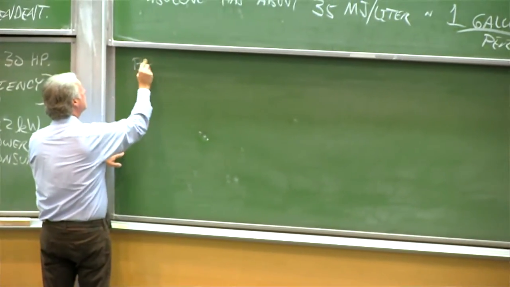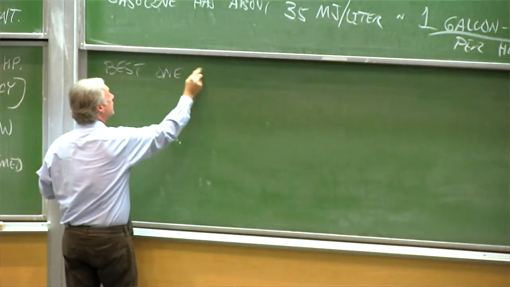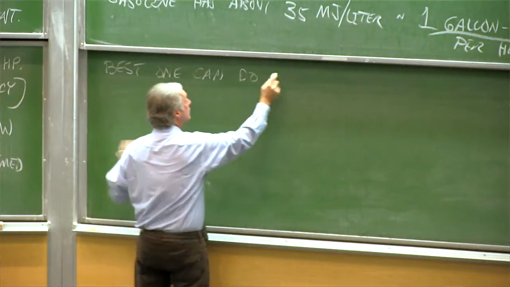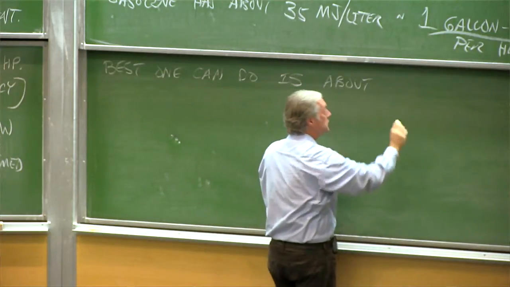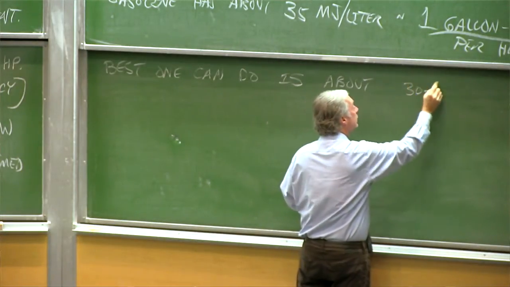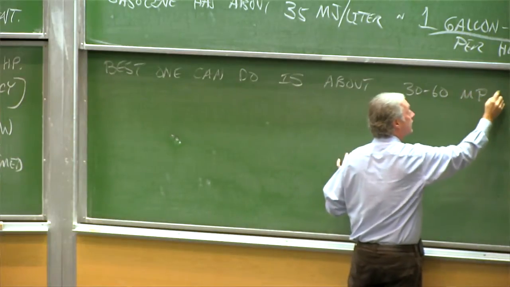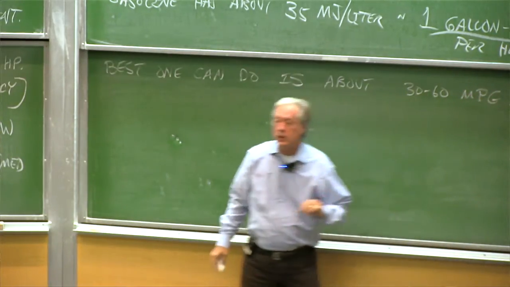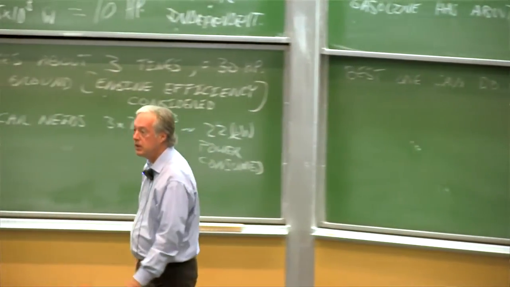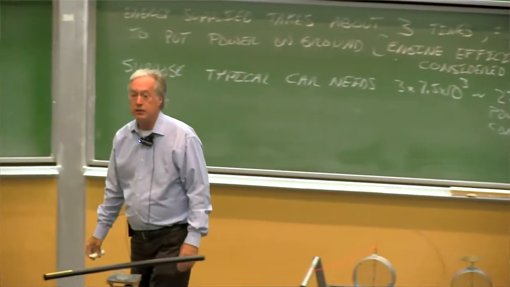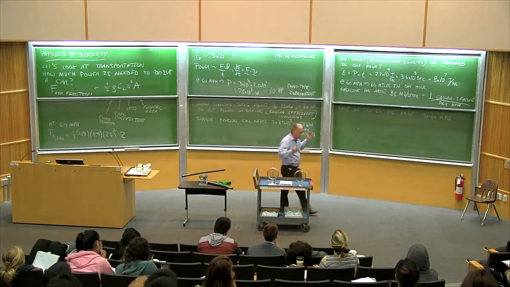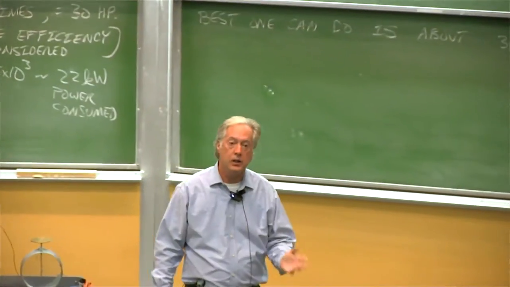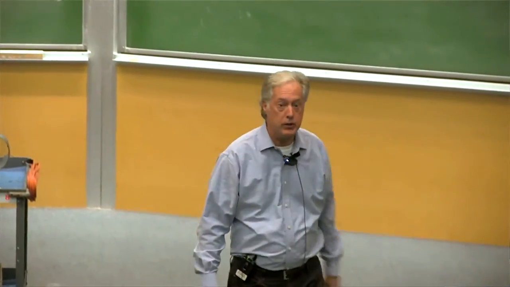The best one can do is somewhere in this range of 30 to 60 miles per gallon. Maybe you can get 60. You cannot get 120. This is a limitation. As long as you want to push air out of the way, you will not get better than somewhere around 60 miles per gallon of hydrocarbon consumption.